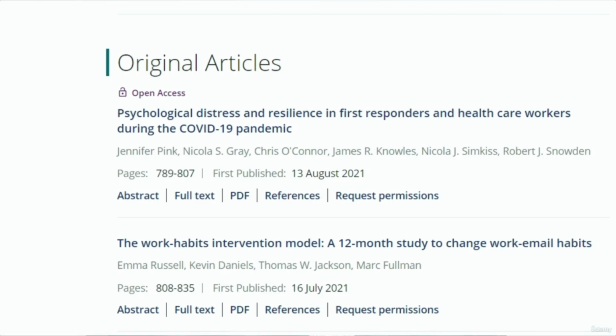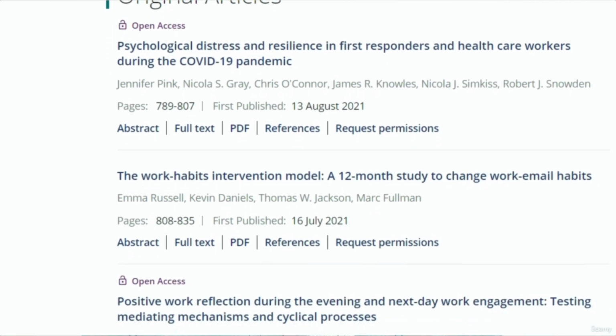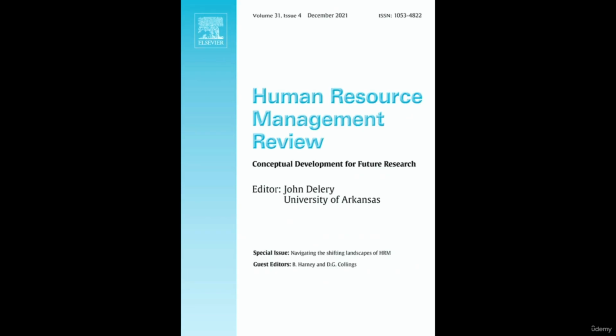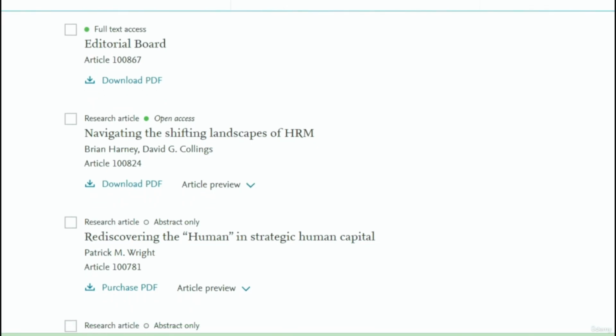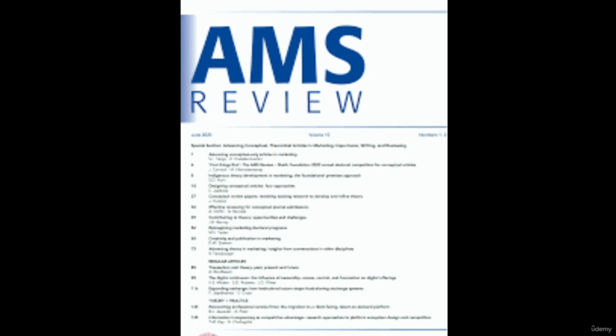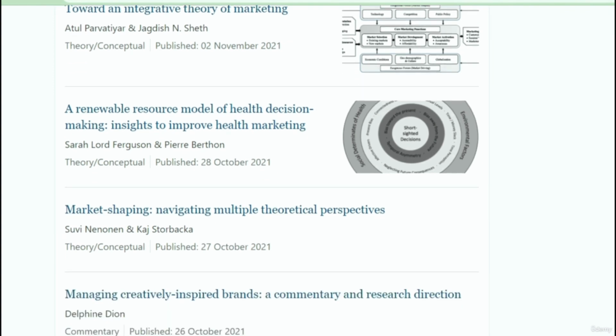In this journal, you will find articles that place a psychological emphasis on people in workplaces, or the Human Resources Management Review. In this journal, you'll find articles about the management of people at work, or AMS Review. You'll find articles about marketing and marketing theory. So in a sense, a journal is like a magazine because it contains several different types of articles and it is published periodically.